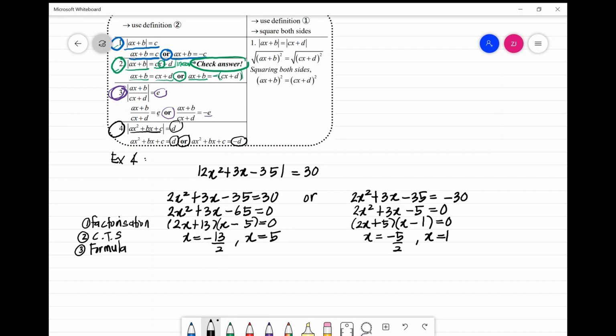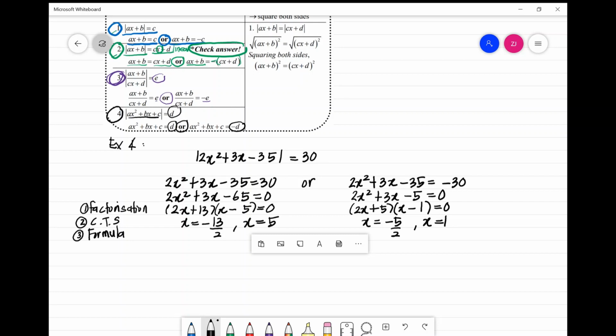Because we have only real numbers without a variable under the absolute, that means we don't have to check our answer. So we can finalize the answer in set form: x such that x equals negative 13 over 2, negative 5 over 2. We arrange the numbers in ascending order, and lastly 5.